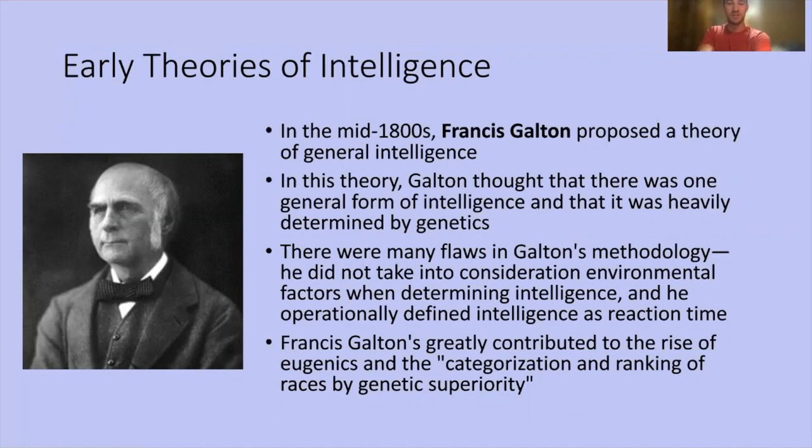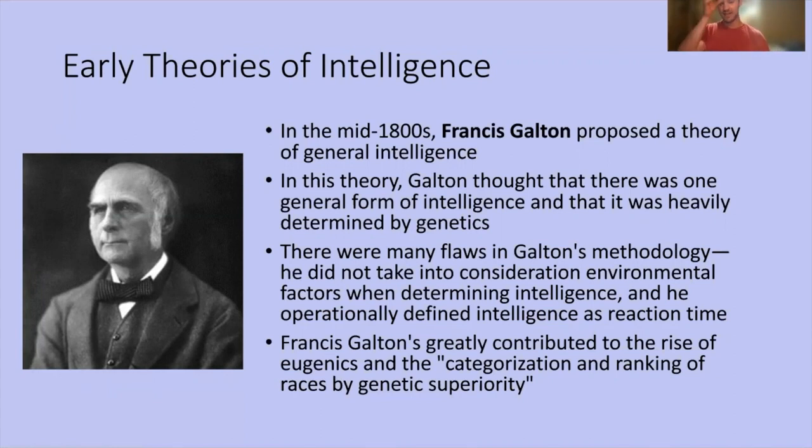So in the mid 1800s, Francis Galton proposed the theory of general intelligence. In this theory, Galton thought that there was one general form of intelligence and that it was heavily determined by genetics. So he basically thought that intelligence was a cognitive process, just like anything else that we would do. We use language, we have intelligence, we run, we walk. He wasn't really interested in figuring out what intelligence was or where it came from. He was just trying to figure out how to quantify it, or if it were possible to quantify it. And there were a lot of flaws in his methodology, and there are a lot of implications even to this day of some of his work.